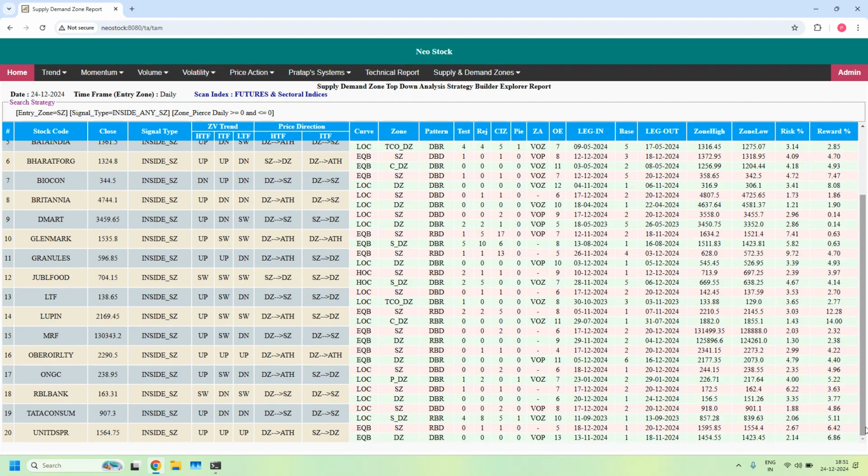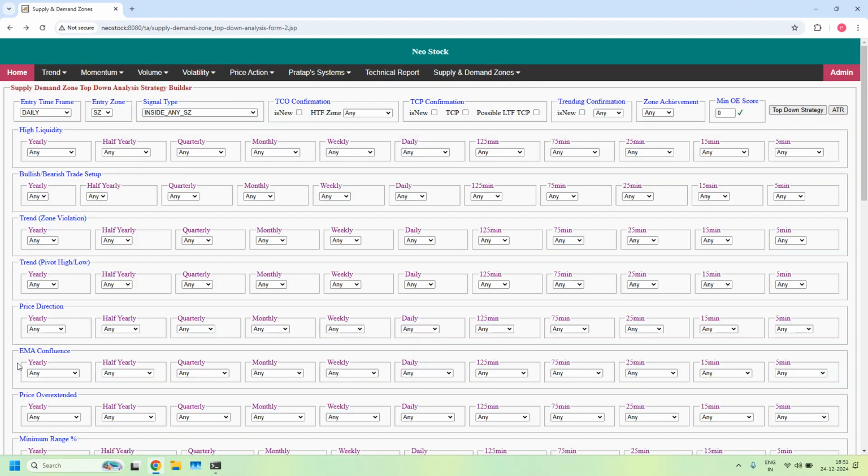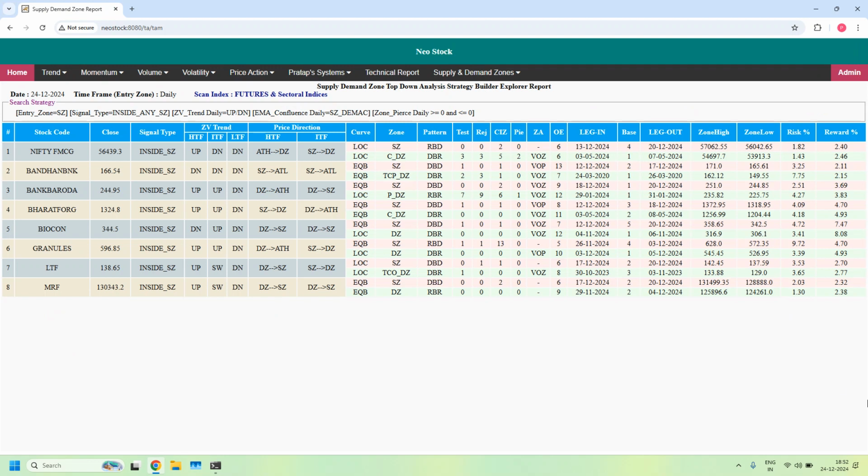Okay, among these daily supply zones, how many of these supply zones are having daily EMA Confluence? We can further filter them. So I'm going to add the filter EMA Confluence on daily time frame. But this time I'm selecting the filter daily supply zone having daily EMA Confluence. And the trend should not be sideways at daily time frame. So I'm selecting up or down trend. With this filter, we got 8 stocks. Currently price closed in these 8 daily supply zones, and these daily supply zones are having daily EMA Confluence.